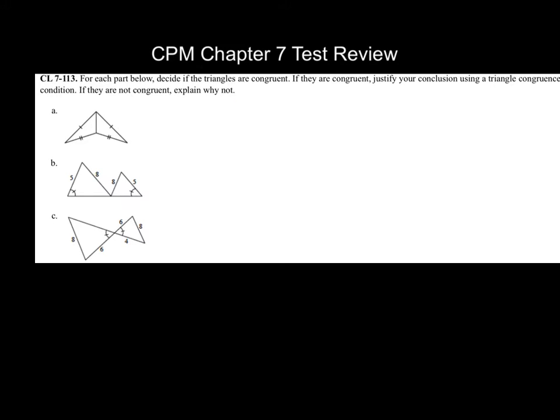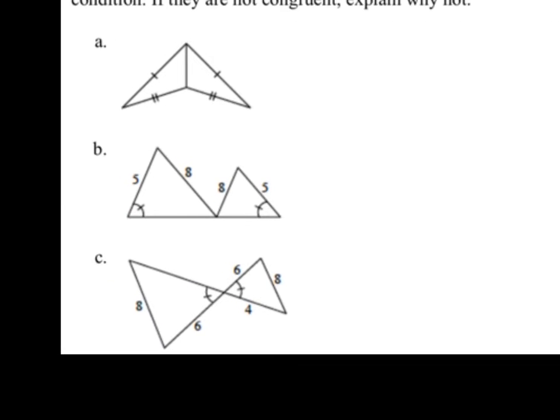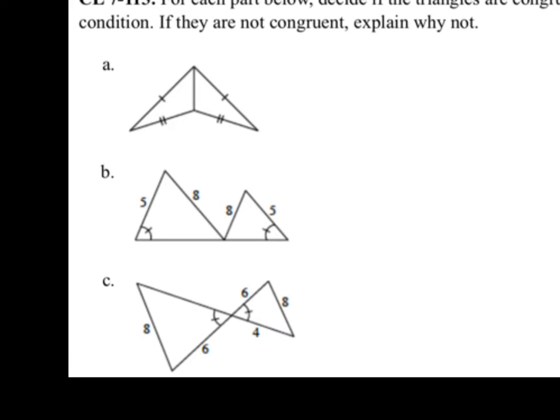Okay, on 7.1.13, it says for each part below, decide whether the triangles are congruent or not. If they are, justify using the congruence condition. So all we need to do is say if they're congruent and why, using our congruency statements. Let's zoom in on this a little bit. On A, would A be congruent? Yeah, but don't you need 3 parts? It only has 2, right? But they share the same side. So this side right here is shared, which means what would be our congruency? Side, side, side. There are no angles here. So side, side, side.